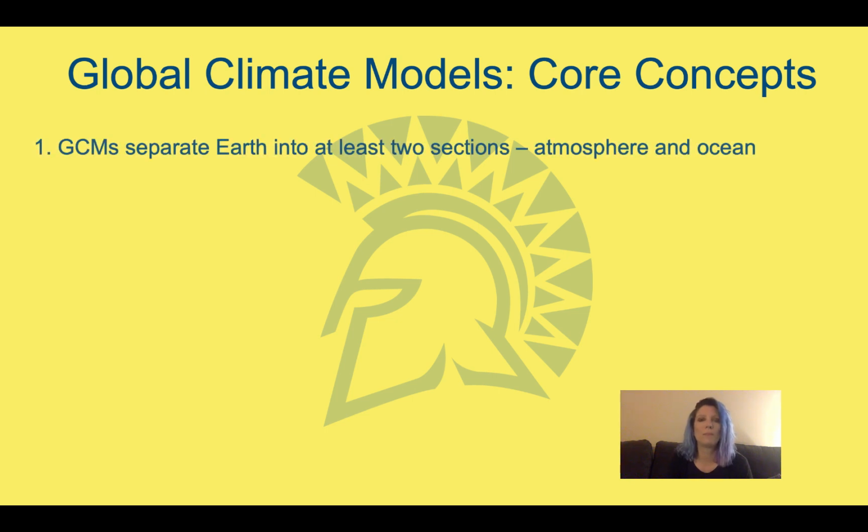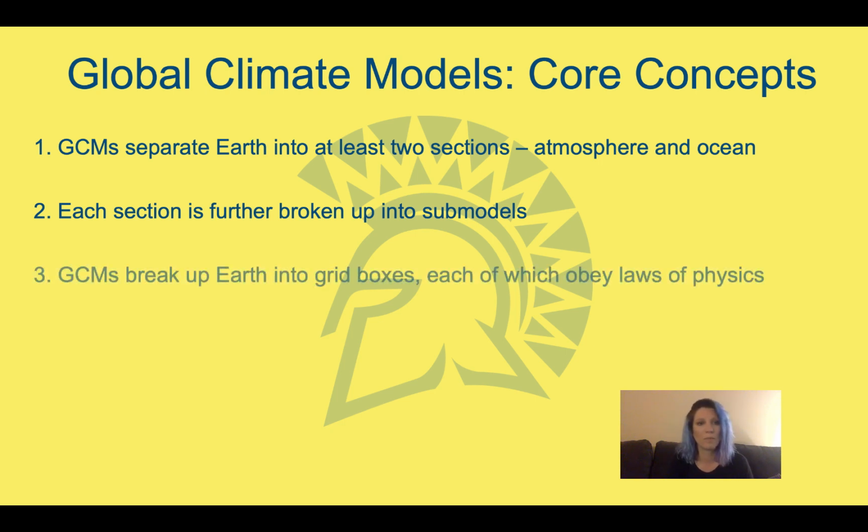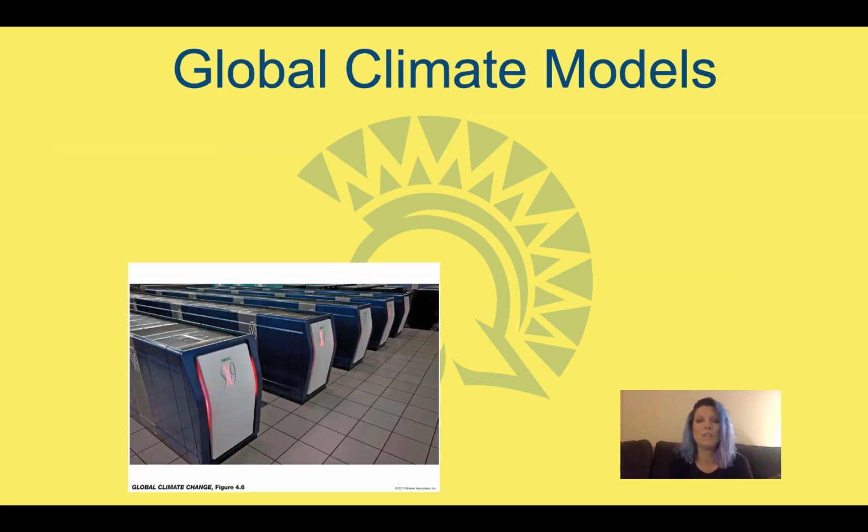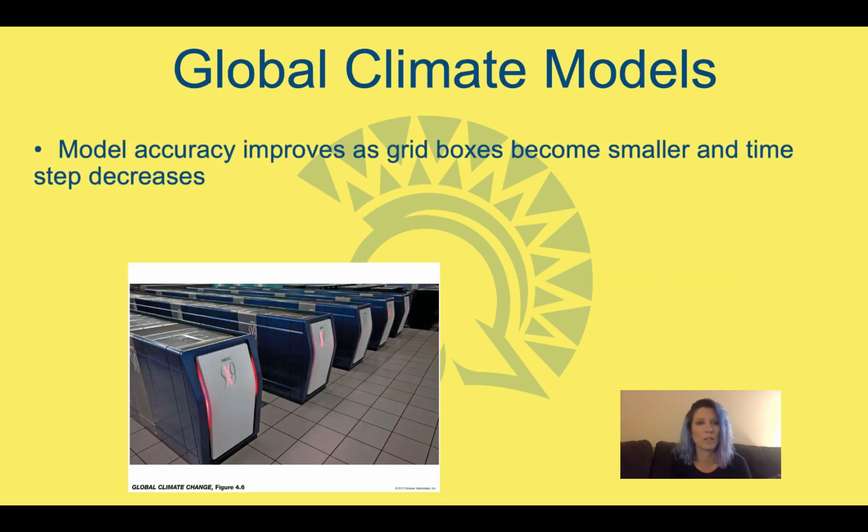Okay, so the core concepts of these models, global climate models or GCMs, are to separate Earth into at least two sections, okay? At least. So there can be many more sections, but at least it'll separate it into the atmosphere and the ocean. Each section is then further broken up into submodels, and the GCMs break up Earth into grid boxes, each of which obey the laws of physics. So it actually has these grid boxes, and it puts these all over the planet. And then there are equations that it will solve inside each grid box, and then keep moving from grid to grid. So this is kind of an example of what one of the supercomputers here looks like.